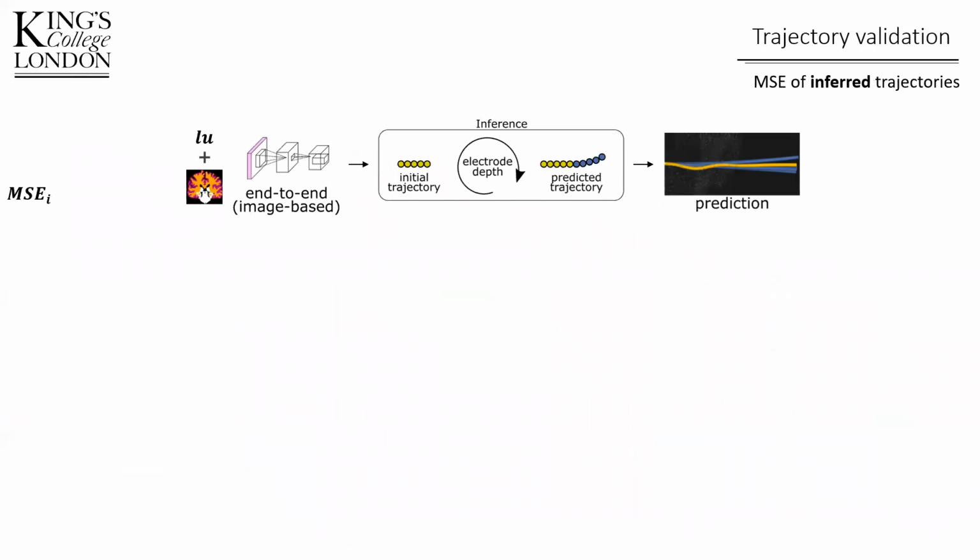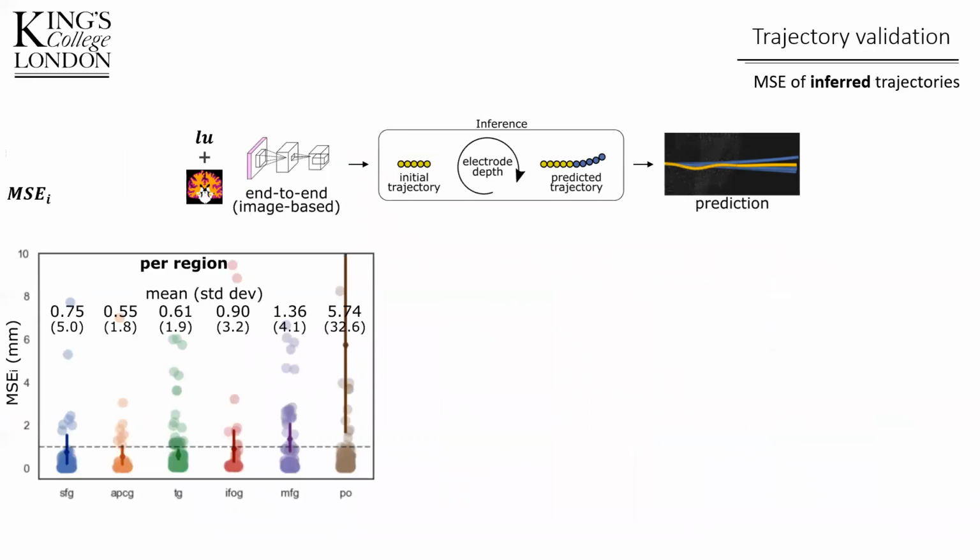For the best performing model, we infer trajectories and compute MSE. On average, across regions, the anterior-posterior central gyros was the group with the lowest MSE, whereas electrodes predicted for the parietal occipital lobes had the highest errors, followed by the middle frontal gyros group. Here, we set the threshold of 1 millimeter that was used to compare model performance.